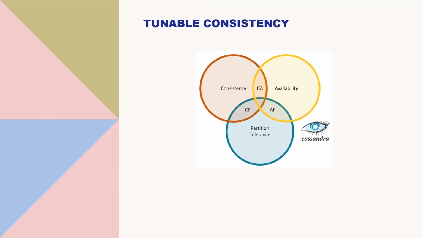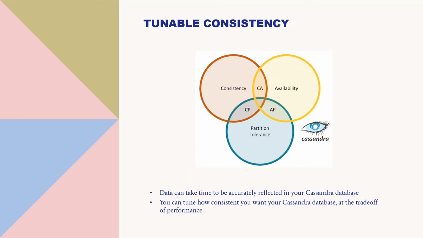Cassandra is an AP system on the CAP theorem scale. More on that in the description. Essentially, this means that Cassandra has a focus on partition tolerance and availability with what's called eventual consistency. However, you can tune Cassandra to be more readily consistent at the cost of performance. These are discussions and trade-offs to be made when choosing your database solution.